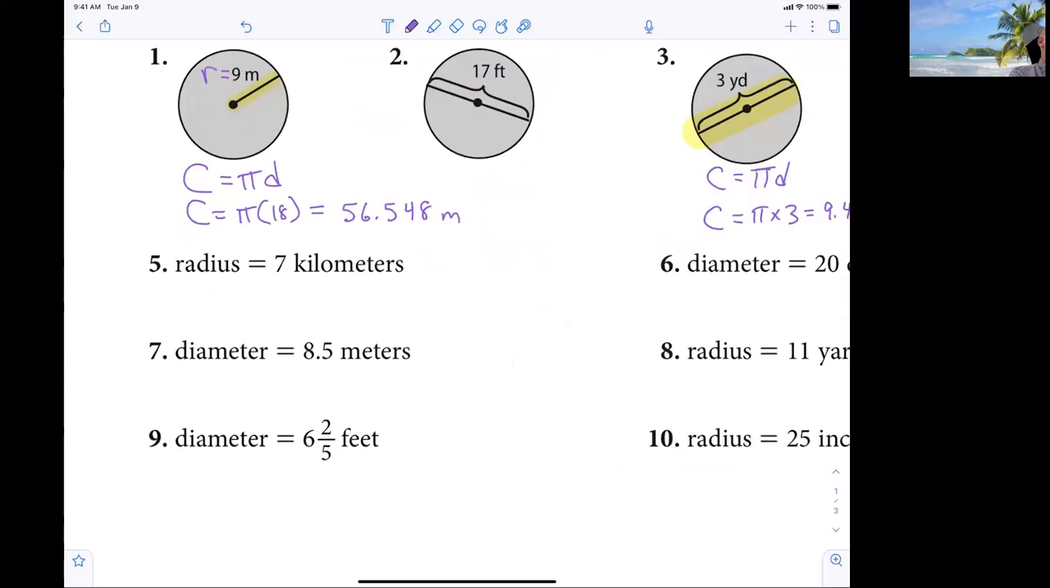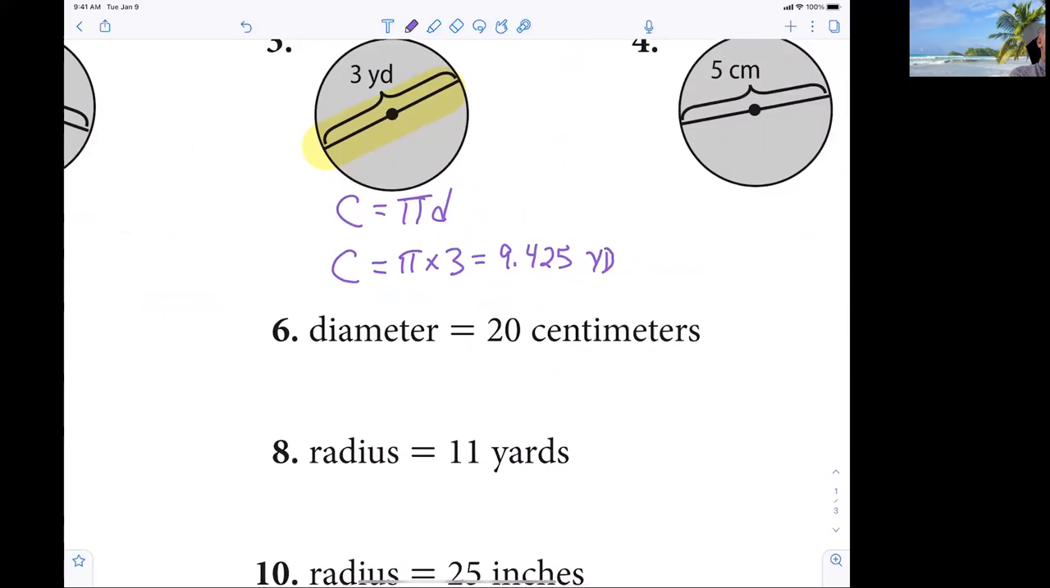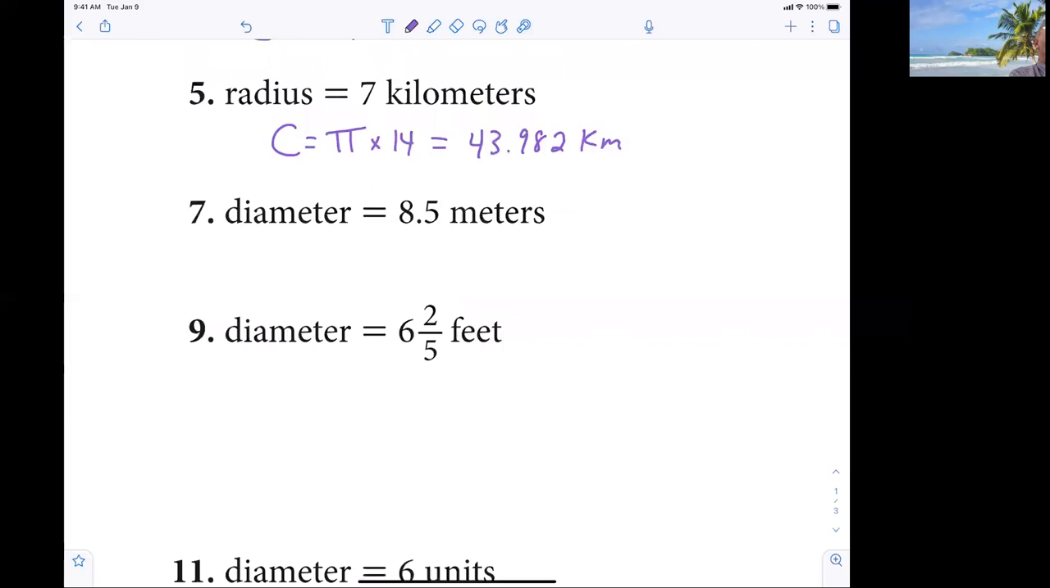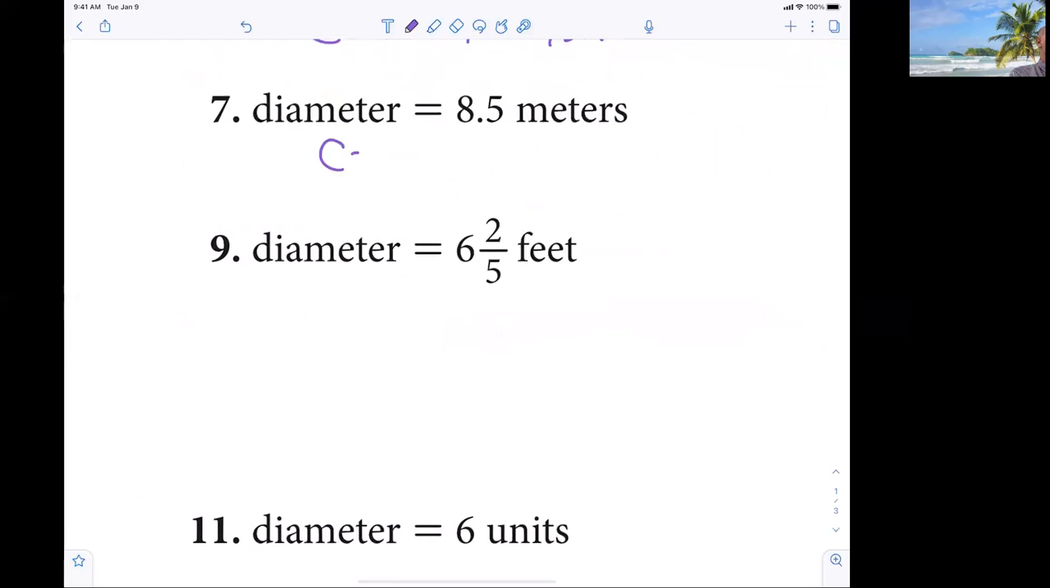All right, everybody take a look at number five. Now they just don't draw it. Oh, by the way, we want to put the units. I didn't put yards down. All right, Molly, number five, what am I doing? Yes, pi times 14, perfect. You okay with that? And then don't forget the units. All right, number seven. Here we go. Jolie. Yes. And then what units? Good. All right, I'm happy with that.